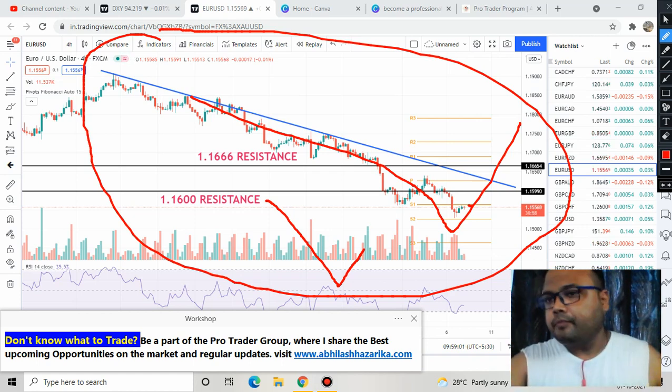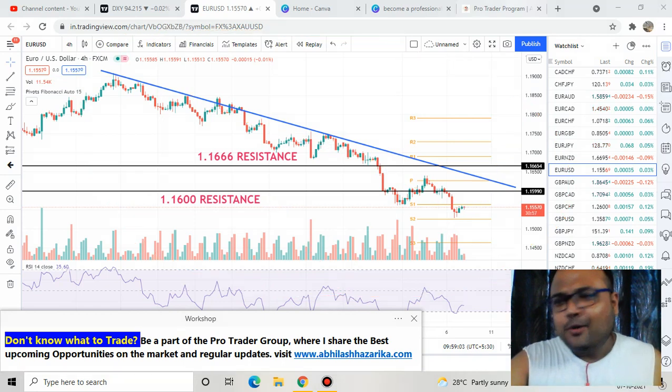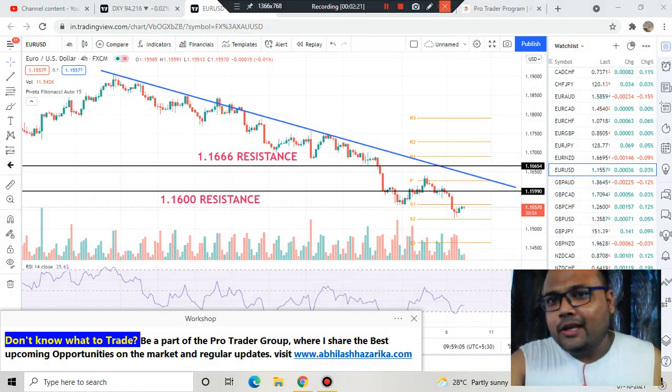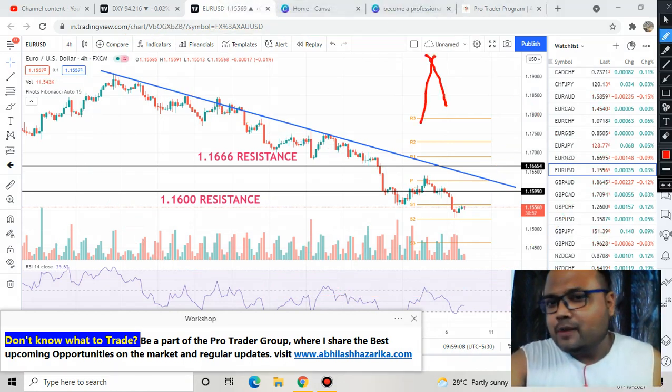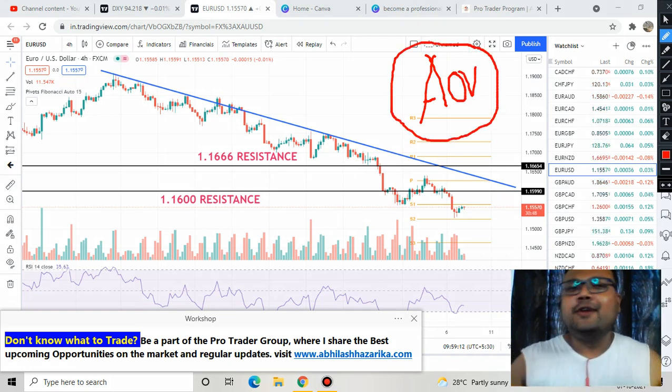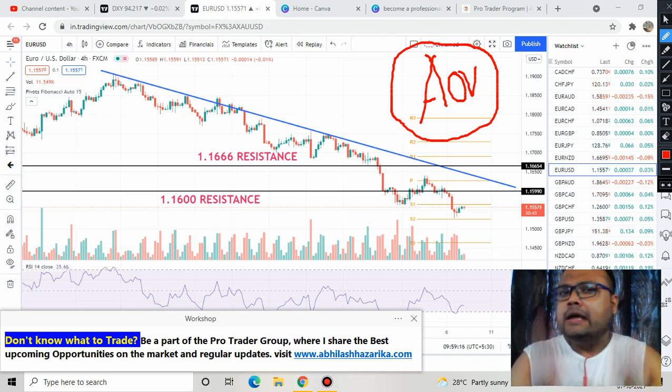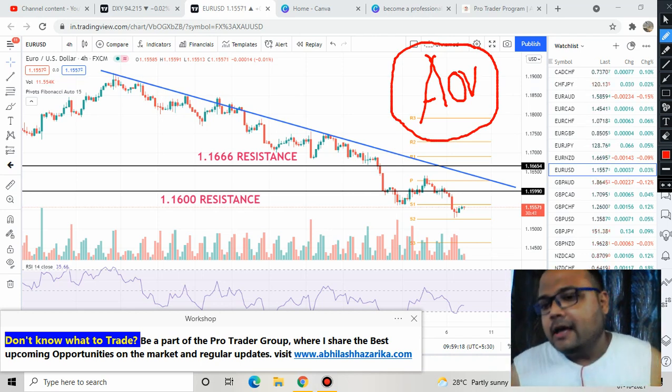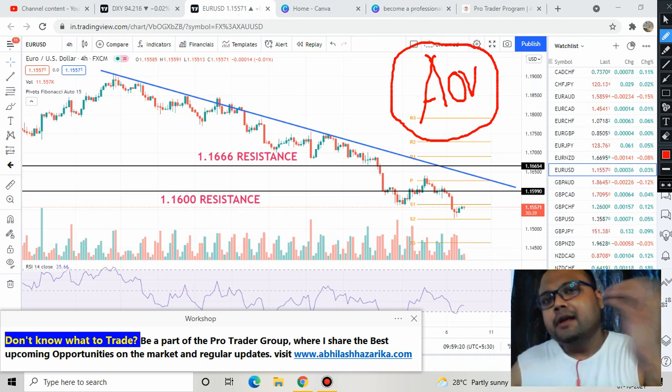Clear? So the second important point is finding out the area of value. If you have watched my previous videos, then you know that I always talk about area of value, because I have been speaking about area of value in hundreds and hundreds of videos, because finding out the area of value is the key thing.